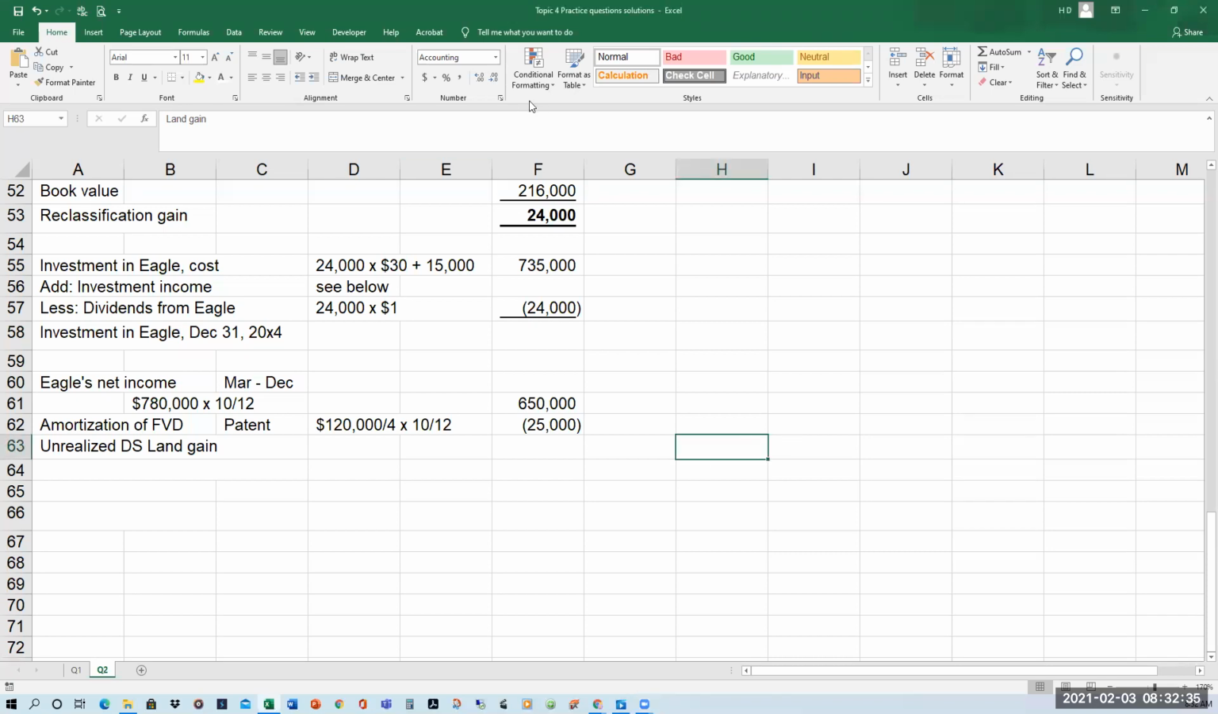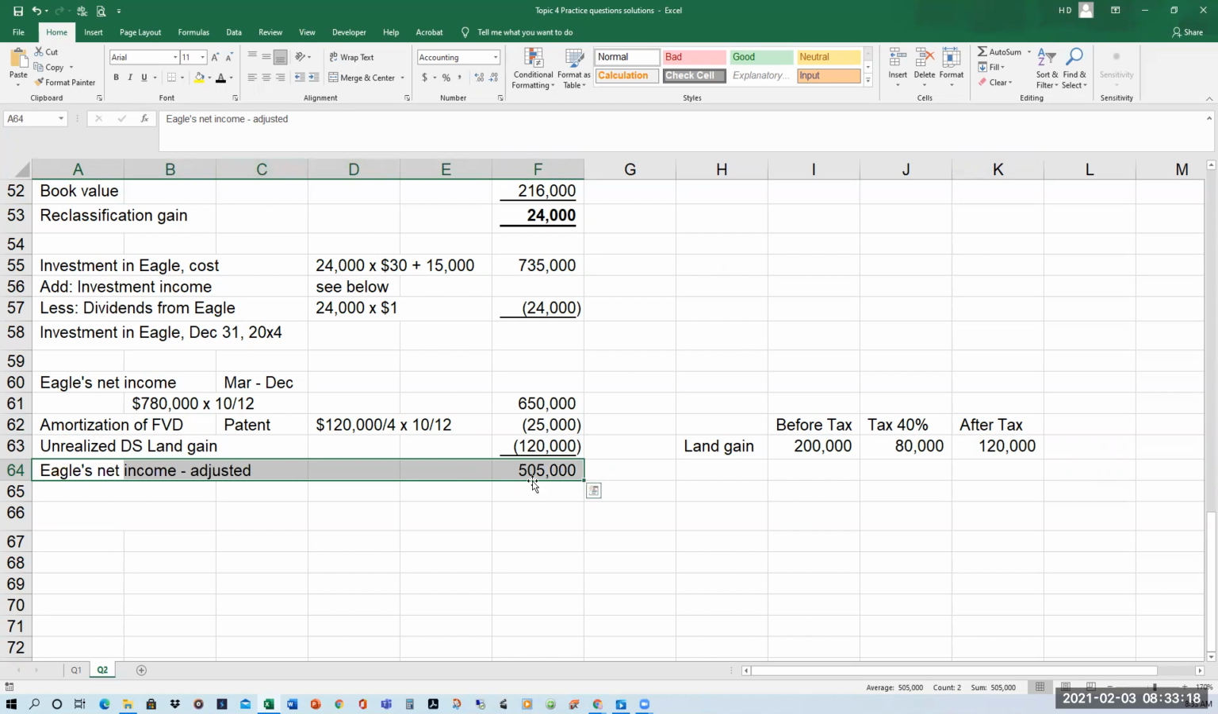So the unrealized land gain before tax is $200,000, as we saw. The tax amount at 40% works out to $80,000. After taxes, the land gain, unrealized land gain, is $120,000. For the intercompany profits, they are deducted at after tax amounts. That's $120,000. Adding up Eagle's net income less the amortization for the patent and the unrealized downstream land gain, we get Eagle's adjusted net income, $505,000.